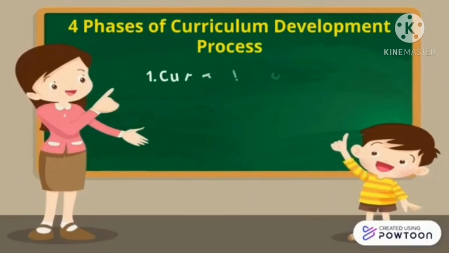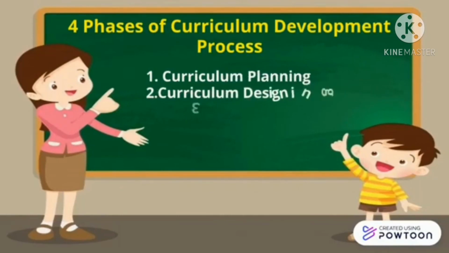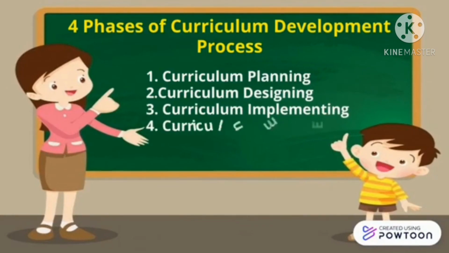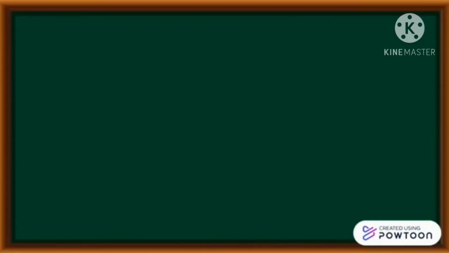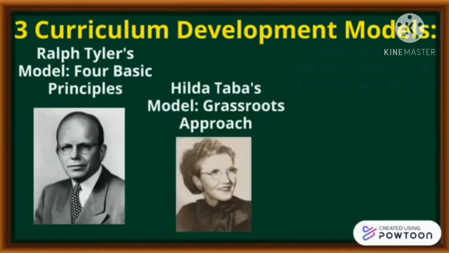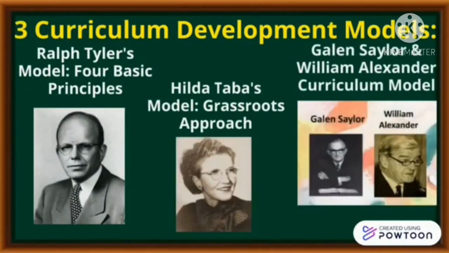And as a recap, we have discussed the 4 phases of curriculum development process, which are the following. First is the curriculum planning, second, curriculum designing, third, curriculum implementing, and fourth, curriculum evaluating. Also, we have discussed the 3 curriculum development models by, first, Ralph Tyler's model, second, Hilda Taba's grassroots approach, and third is Galen Saylor and William Alexander's curriculum model.